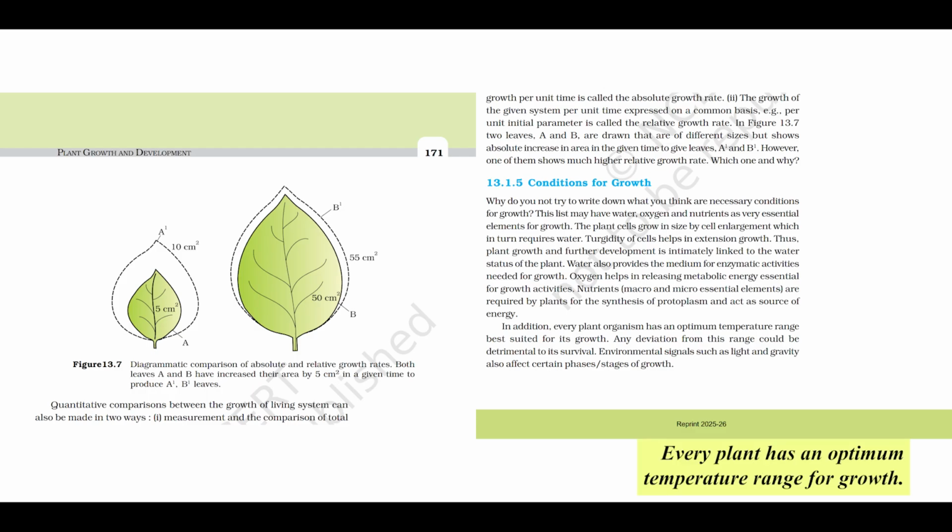Every plant has an optimum temperature range for growth. Enzymes work best within this range. Deviate too much, too cold or too hot, and metabolic processes slow down or enzymes get damaged, growth stops, survival is threatened. Goldilocks zone for temperature.